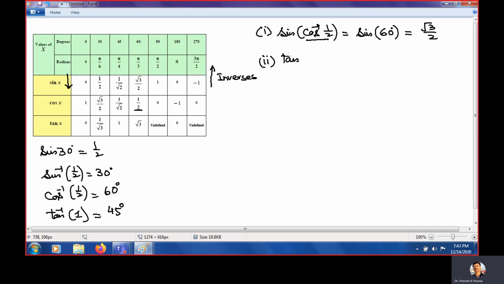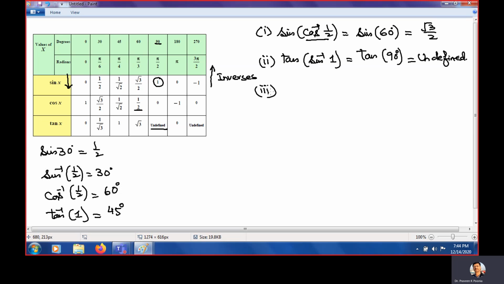Now another question I want to ask you. Not tan inverse, we will take tan of sine inverse 1. What is this value? So if you see tan sine inverse 1, 1 is here, sine inverse 1 is 90 degree. And what is the value of tan 90 degree? Tan 90 degree is undefined. Undefined. This is how we are doing it.